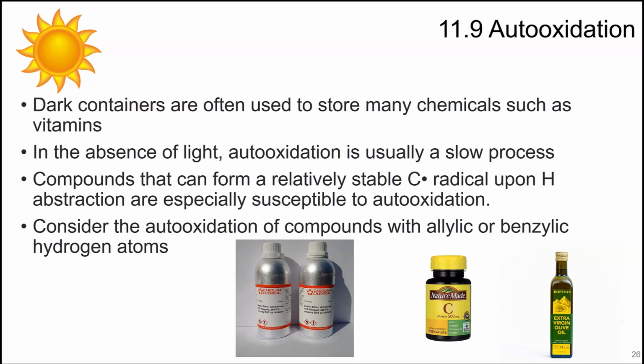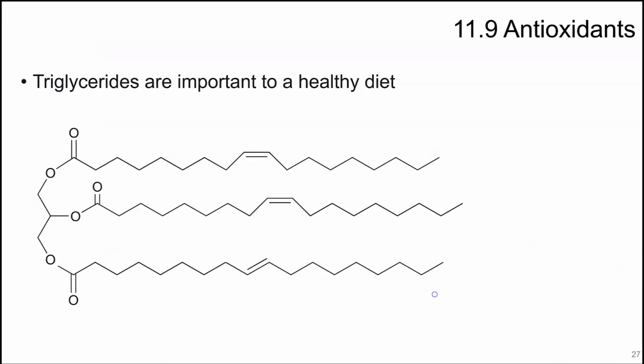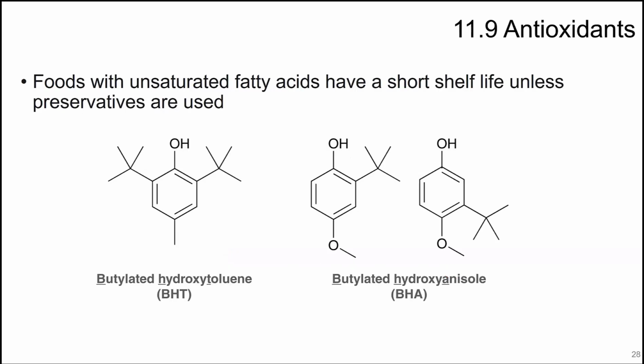So vitamin bottles or extra virgin olive oil also are stored in dark containers because they're susceptible to being auto-oxidized. And if you did not know, your olive oil or extra virgin olive oil can go rancid under that process, so we should store it in a dark place. Triglycerides are important to a healthy diet, but that can also be auto-oxidized. Specifically, you might get an OOH group here, which makes it not good for your body. Foods with unsaturated fatty acids have a short shelf life unless preservatives are used.